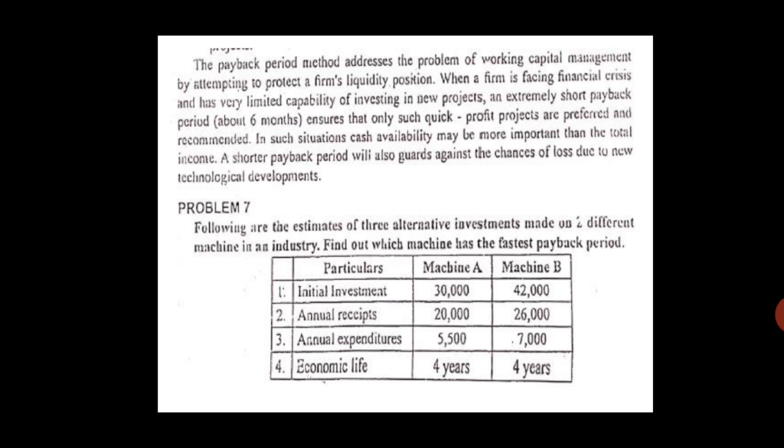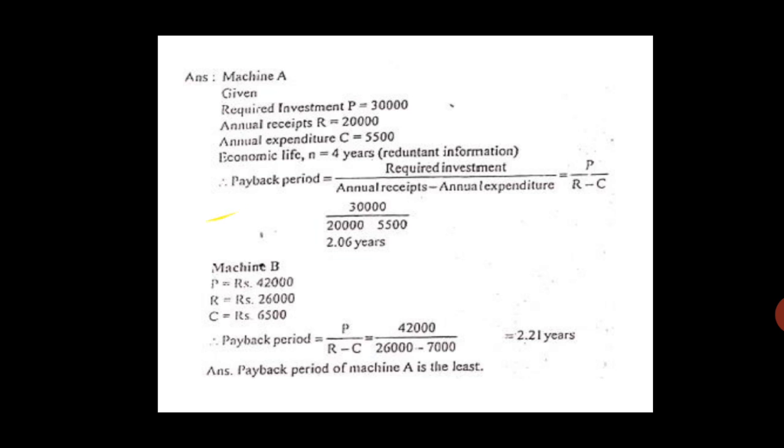The annual expenditure for machine A is 5,500 rupees and for machine B is 7,000 rupees. And the economic life of both the machines is 4 years. Now which has the faster payback, we have to find out.